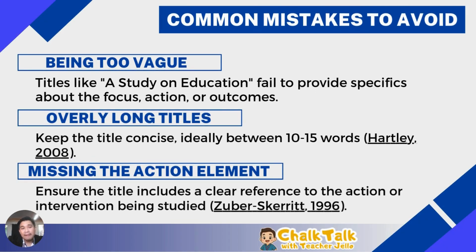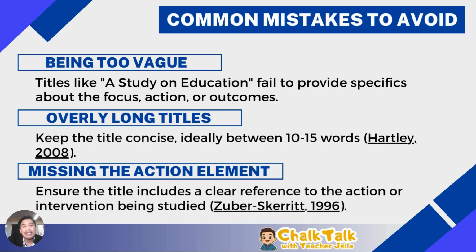So, when making an action research, kailangan natin maging direct to the point, and we have to really establish what are the certain topics or what are the certain factors that you want to focus on, and kailangan nating i-avoid ang mga sumusunod. Number one is being too vague, masyado siyang broad. For example, titles like A Study on Education that fail to provide specifics about the focus, action, or outcomes.